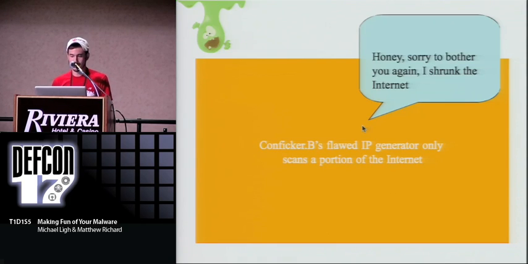So the next one is called Honey. Sorry to bother you again. I shrunk the internet. And this is a story about Conficker.B's flawed IP generation algorithm.